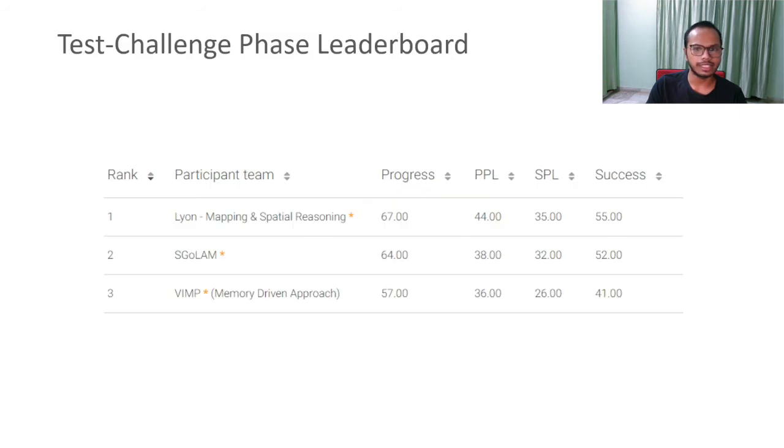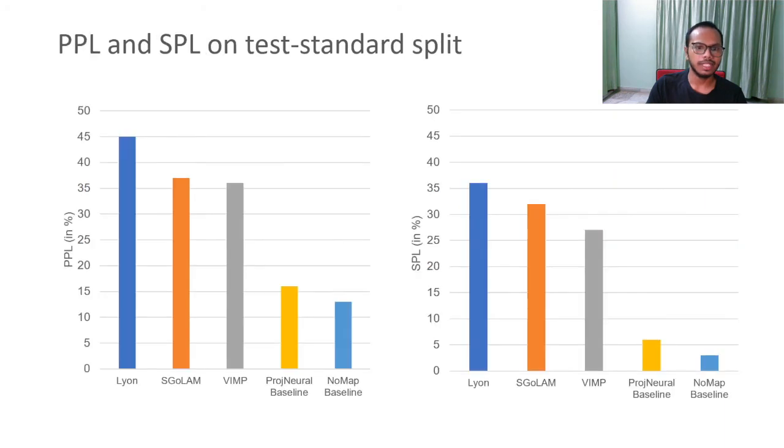Here is the test challenge leaderboard. First place is held by Team Leon, second place by Team Scholam, and third place by Team Wimp. Pertinently, the order in the leaderboard remains unchanged no matter what metric is used. Here we look at PPL and SPL on test standard phase. There is a significant performance gap between the first and the second participant and also between the challenge entries and the baselines.